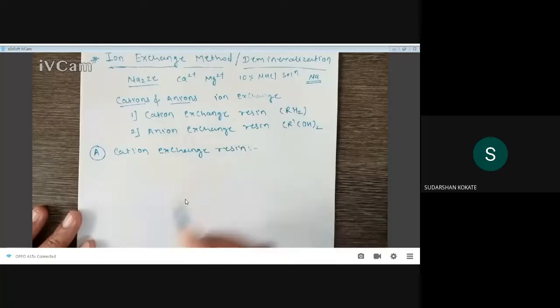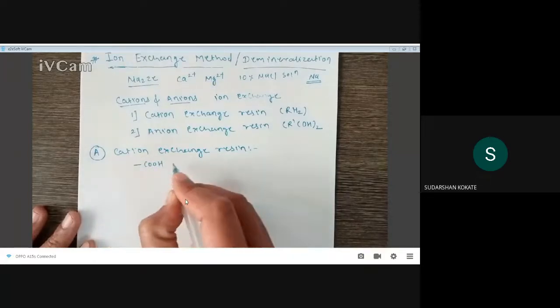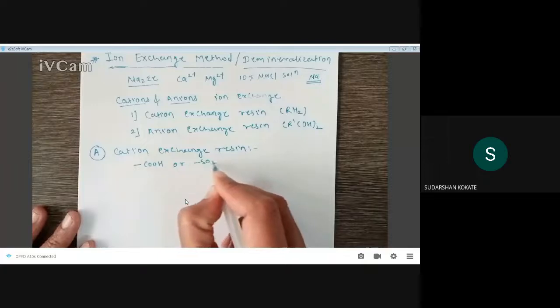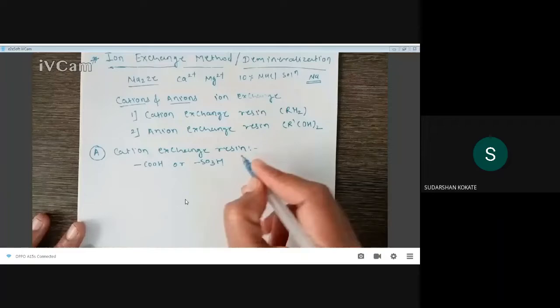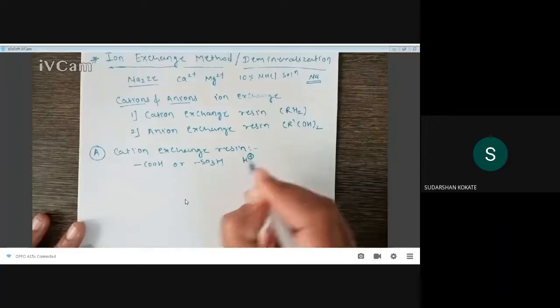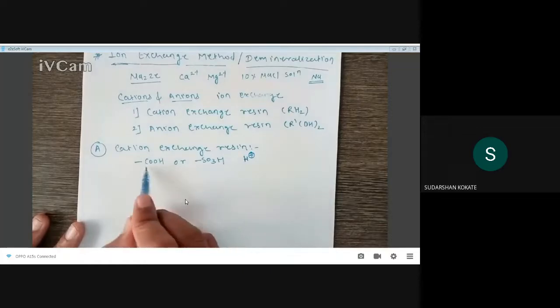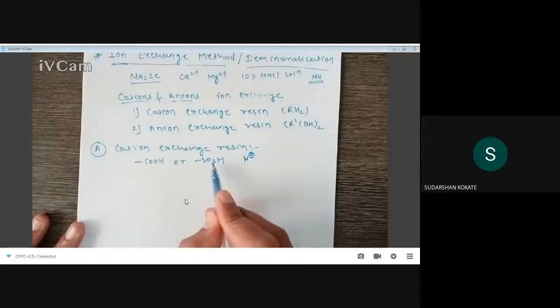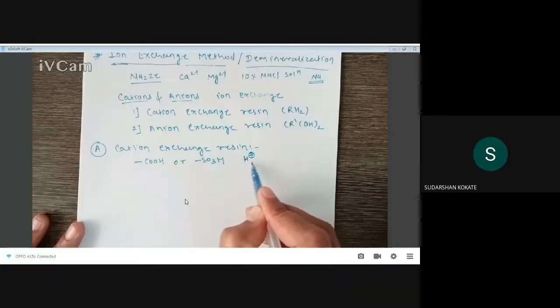This cation exchanger resin, the cation exchanger resin having what? Carboxylic group or sulfonic group in their structure, so that it can be easily replaced with what? H plus ion. You remember this one. The cation exchanger resin having carboxylic group or sulfonic group in their structure, so that H plus ion can be easily replaced with cations present in your water sample.